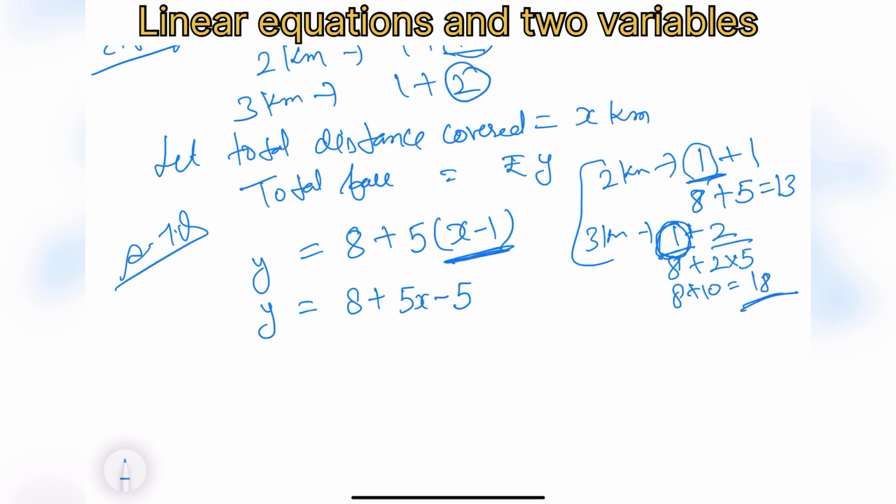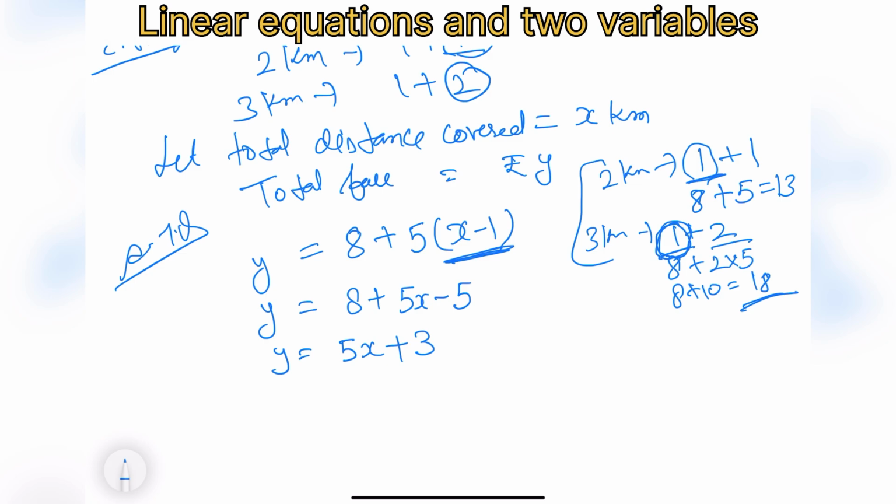We are solving this equation by multiplying 5 with the bracket. So 5 multiplied with x gives you 5x, and 1 multiplied with 5 gives you 5. Now as we can see, 8 and 5 are both constant terms, so we can solve them out. 8 minus 5 gives you 3. So y is equal to 5x plus 3.